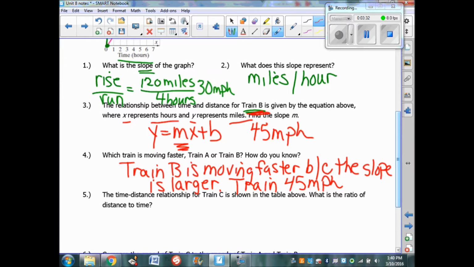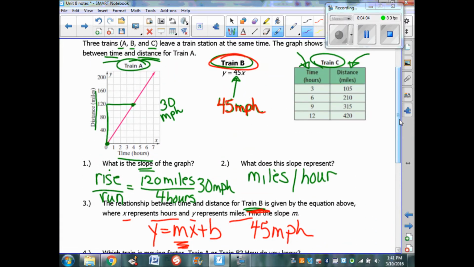Now it says, where am I? Okay, here we are. The time-distance relationship for train C is shown in the table. All right, so train C, we're going to look at on the table. What is the ratio of distance to time? So in other words, ratio of distance to time, they're asking for the slope, or they're asking for the rate of change. All of those mean the same thing. So let's go back up and let's figure that out.